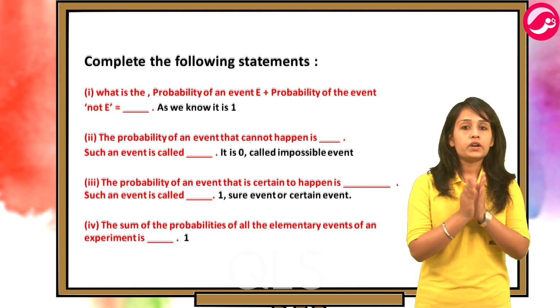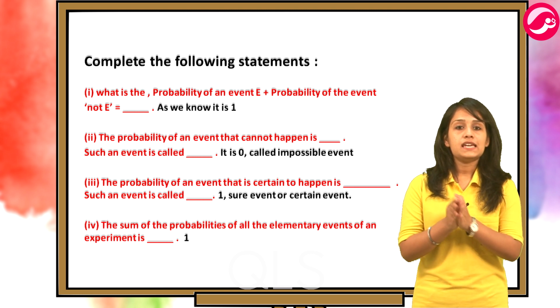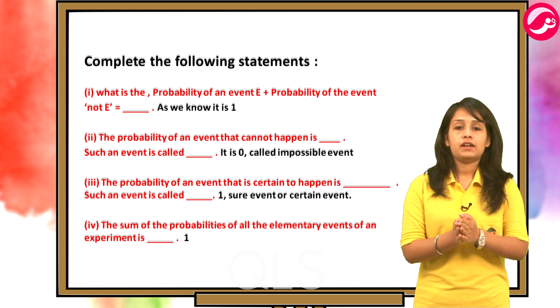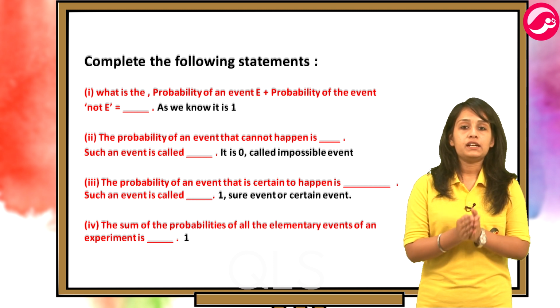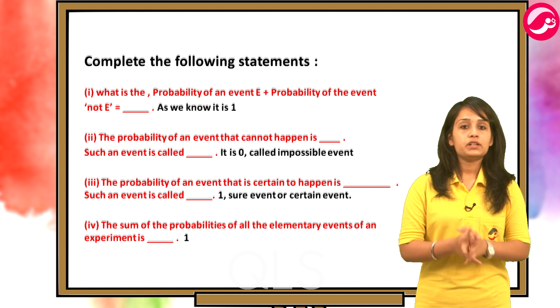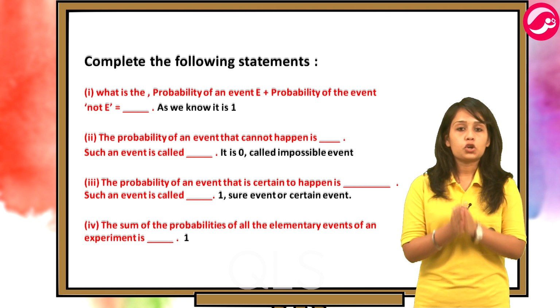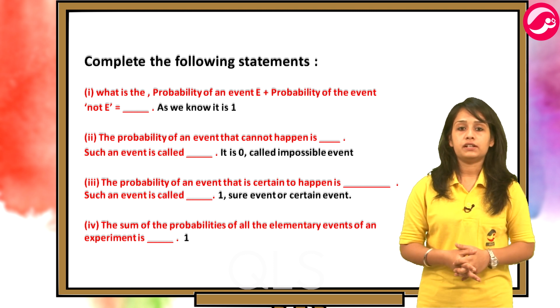Number 1. What is the probability of an event E plus probability of the event not E? So, as we know, it is equal to 1. Also, what is the probability of an event that cannot happen? So, it is 0. And what is such an event called? It is called an impossible event.